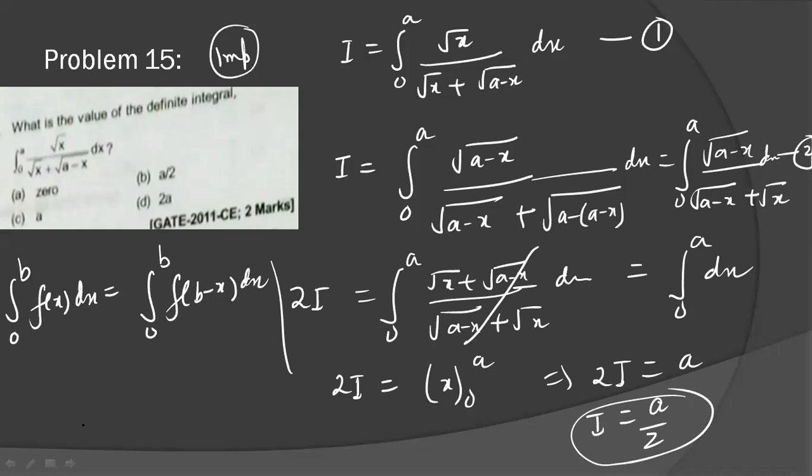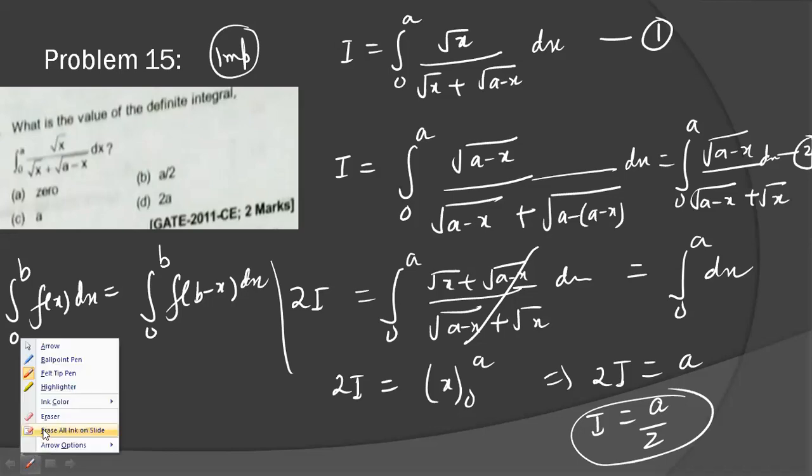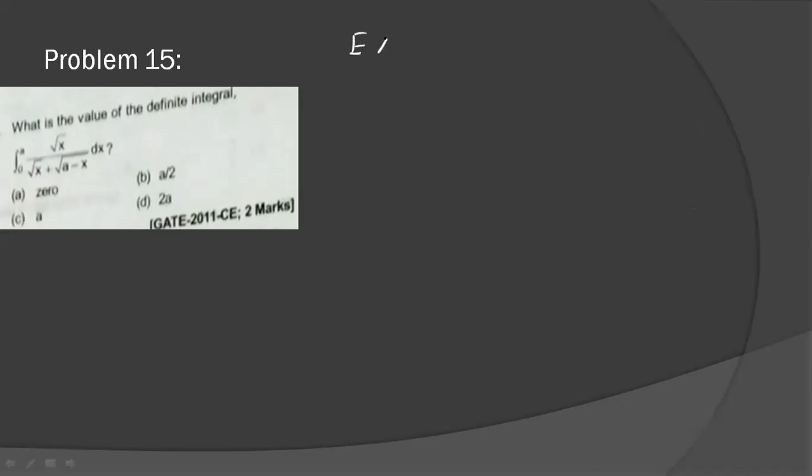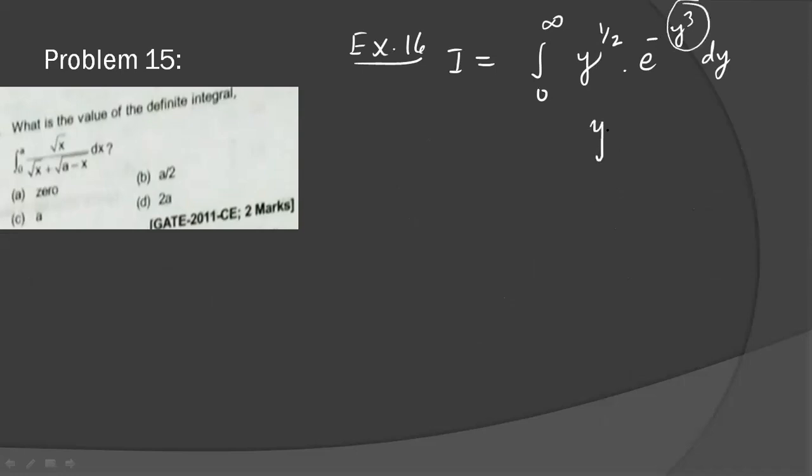We have one more problem. One more example I am discussing here. Example 16. Evaluate the integral from 0 to infinity of y to the power 1 by 2 e to the power minus y cube dy. If y cube is not there, then we can solve this integration using gamma function. But due to y cube, we cannot use gamma function. So firstly, we have to replace y cube by some t.